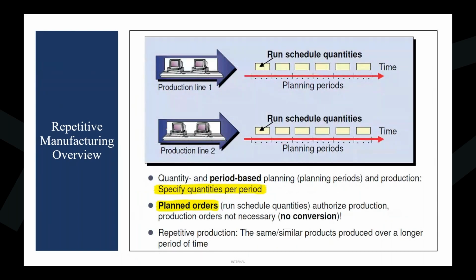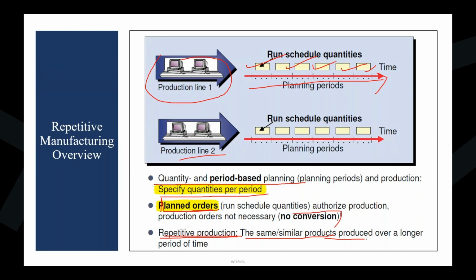Here you will have production lines, where the same product goes through the machinery continuously. It is quantity and period based planning, with specific quantities per period, and here they will use planned orders. Of course, this is PP. It is a repetitive production: the same and similar products produced over a longer period of time. That is what I just explained. These are basically the characteristics of repetitive manufacturing.